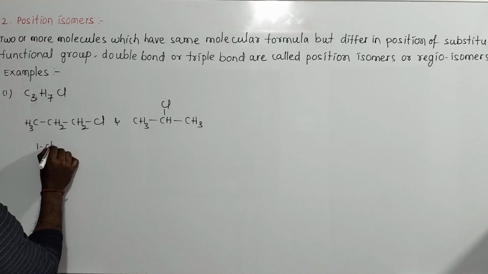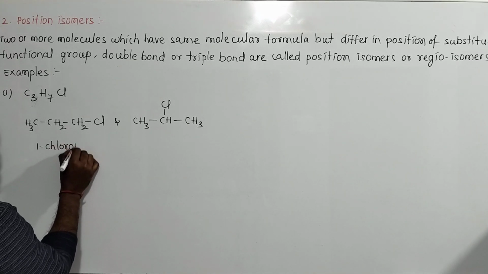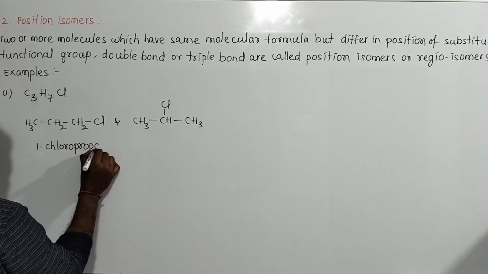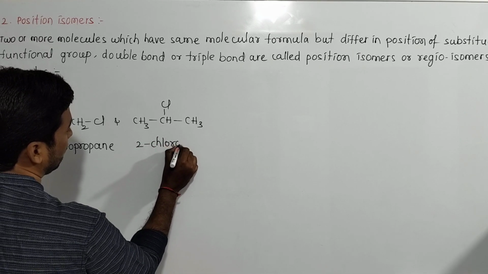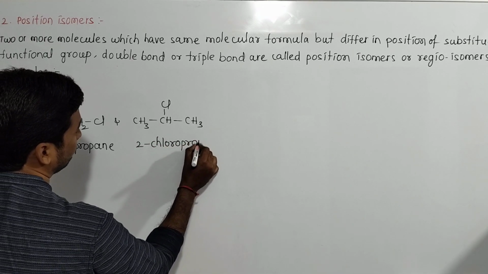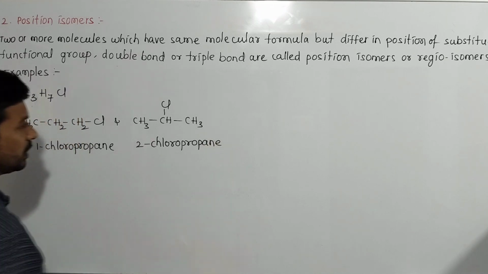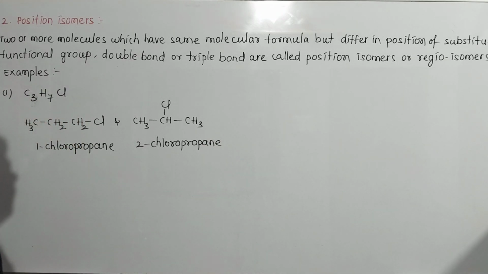This is 1-chloropropane, and this is what? 2-chloropropane. 1-chloropropane and 2-chloropropane are position isomers.